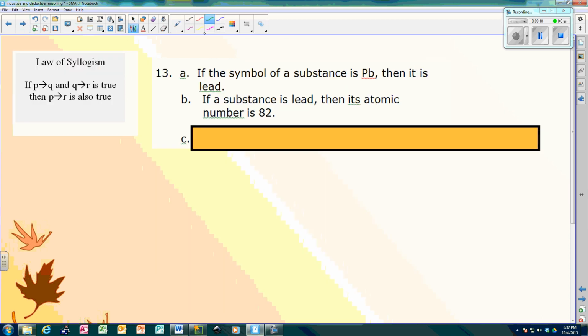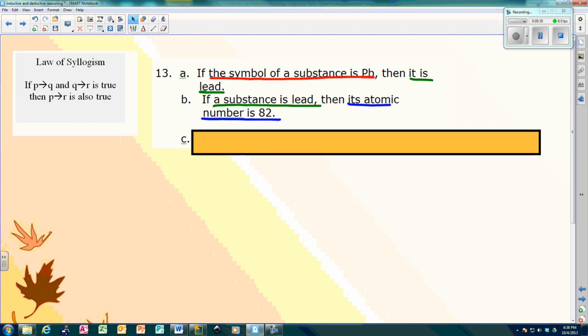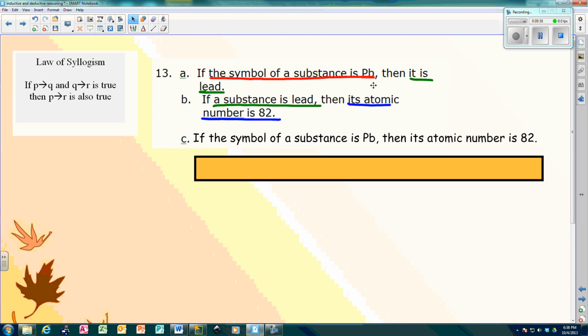Okay, let's do it again. If the symbol of a substance is Pb, then it is lead. So there's my P, then my Q. If a substance is lead, so there's the Q, then its atomic number is 82. So I need the blue and the red. If the symbol of a substance is Pb, then its atomic number is 82. So it's kind of like taking two complete thoughts and leaving the middle part out.